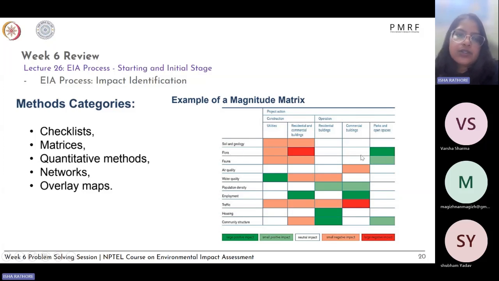So you can do a similar significance-based assessment also using matrices. So this is an example of a magnitude matrix. Then you can use quantitative methods, where you use data from similar kinds of projects and use it.